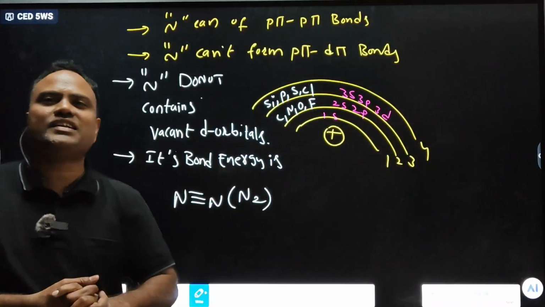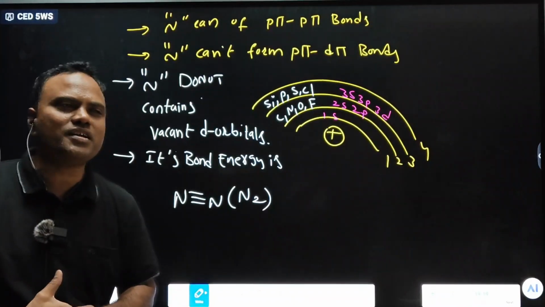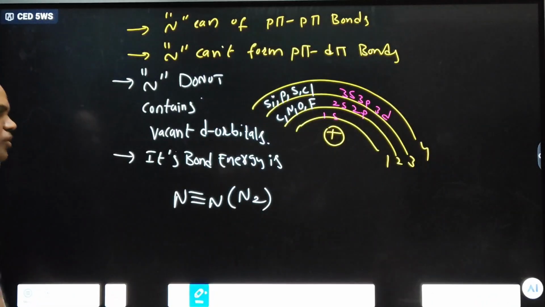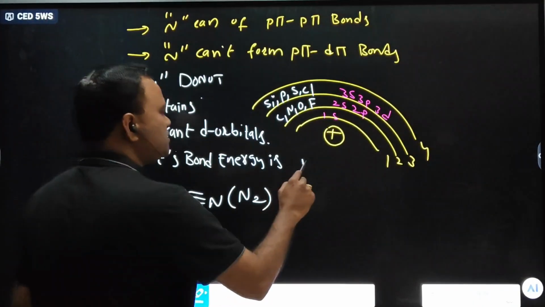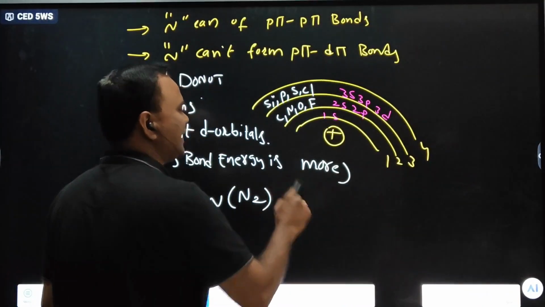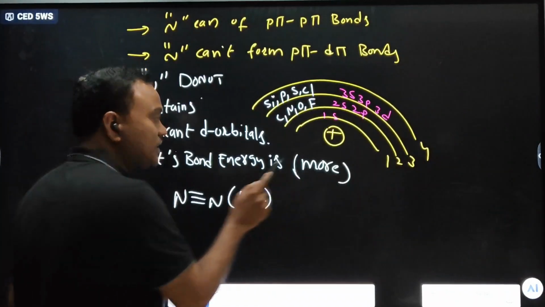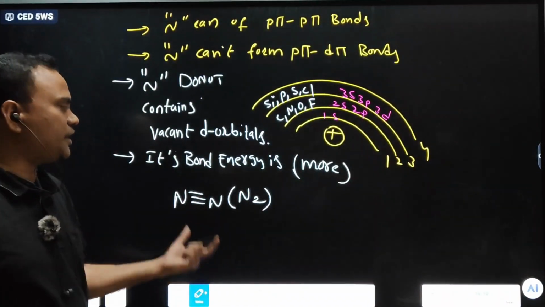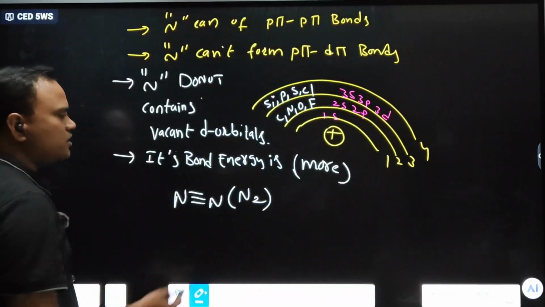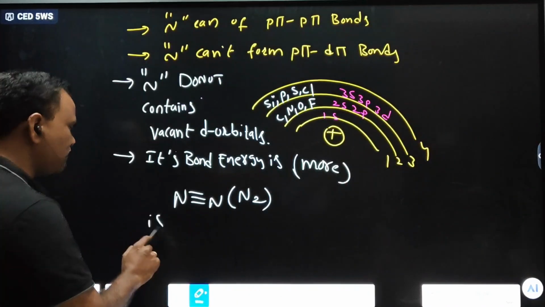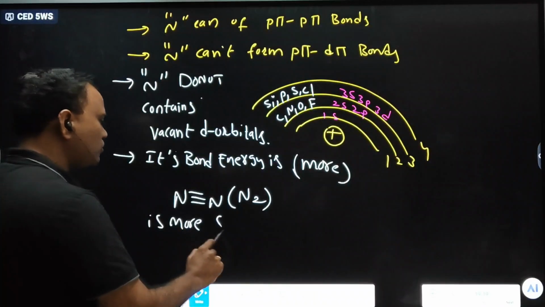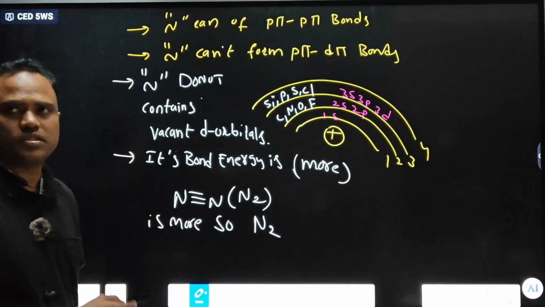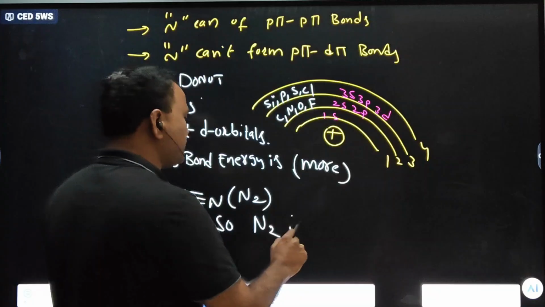So its chemical inertness is more. Why is nitrogen chemically inert? Due to its more bond energy. Mention particularly N2, because the N-N bond energy is different. We are discussing N triple bond N. Its bond energy, diatomic nitrogen, is more. So N2, dinitrogen, very important. We are discussing dinitrogen. So N2 is chemically inert.